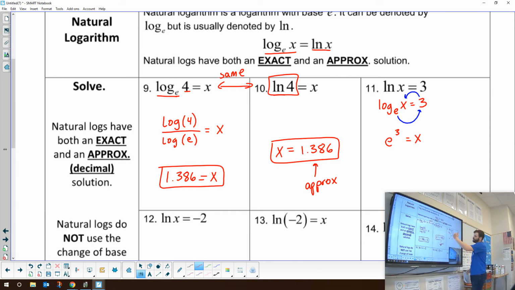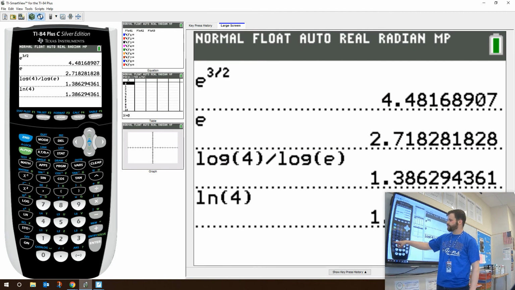And e to a power, that's the opposite of a natural log. These two are opposite. We've swung it around. And this is also used very often in mathematics. E to a power to get a value, that's also used. If we pull up our calculator here, you'll notice in blue above the ln button, we have an e to the power button.